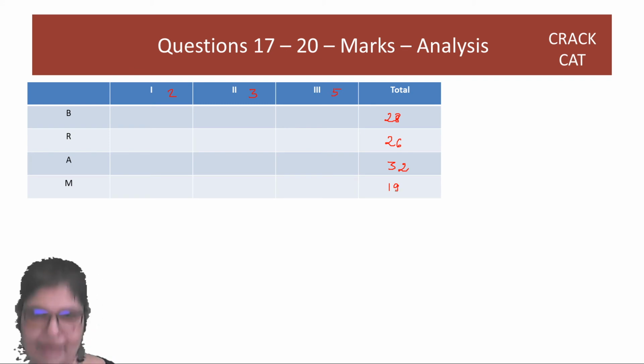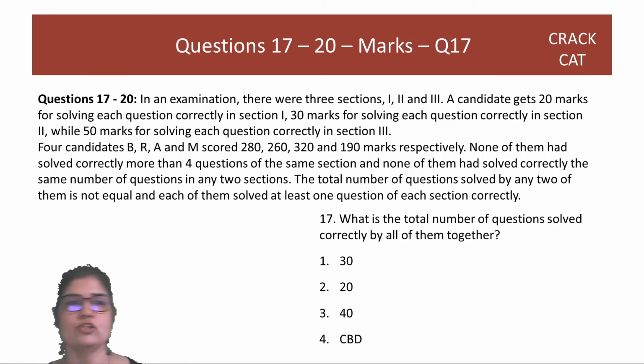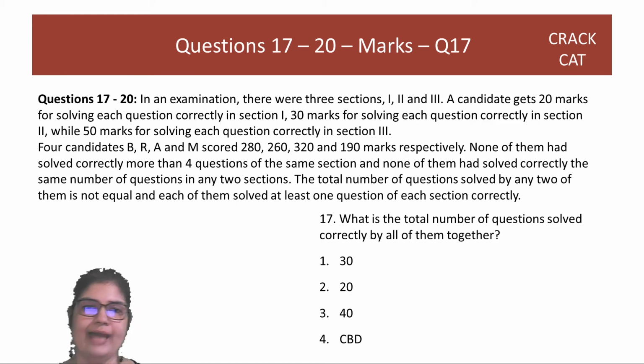This is the data that we have, right? Okay. None of them had solved correctly more than 4 questions of the same section. And none of them had solved correctly the same number of questions in any 2 sections.